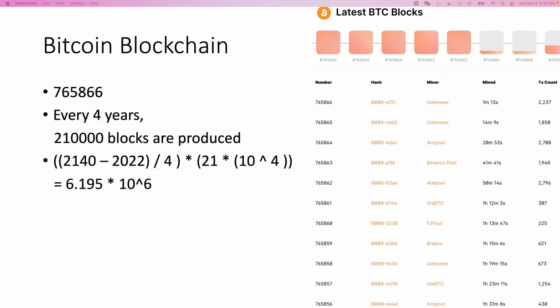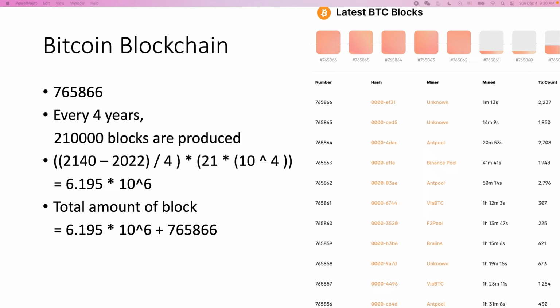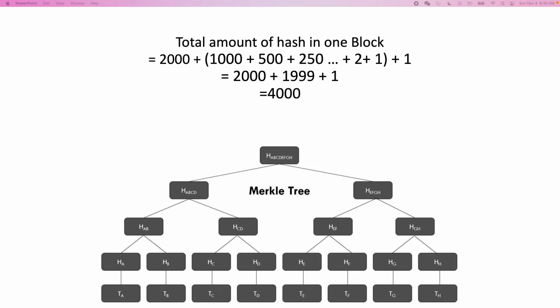How many transactions in one block? So there are on average 2,000 transactions in one block, and this is a Merkle tree in a blockchain block. So in a Merkle tree like this, in every block, to store all the transactions, one transaction has one hash. Then how many nodes in this Merkle tree?